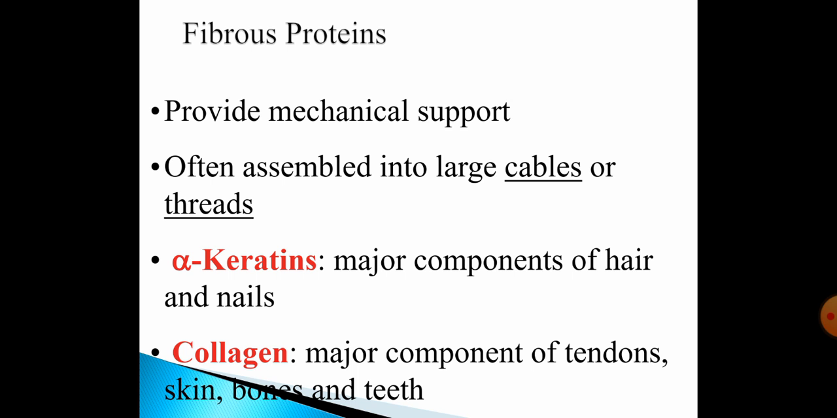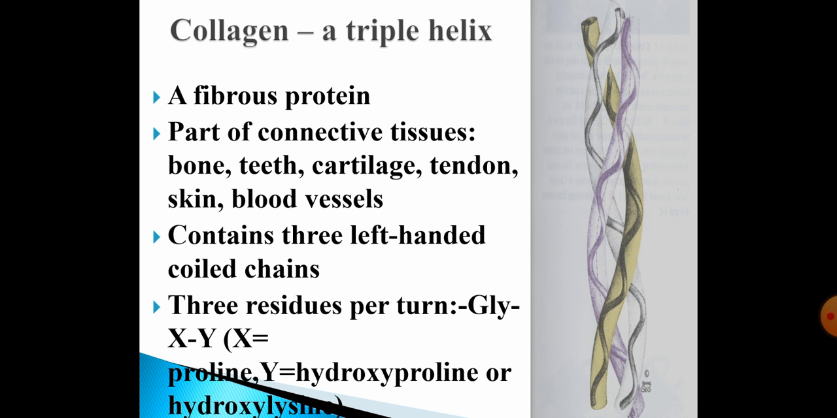This is an example of a fibrous protein. Fibrous proteins provide mechanical support, often assembled into large cables or threads. Alpha keratin is a major component of hair and nails. Collagen is very important for tendons, skin, bone, and teeth. This is an example of a fibrous protein. Collagen is a very important protein.